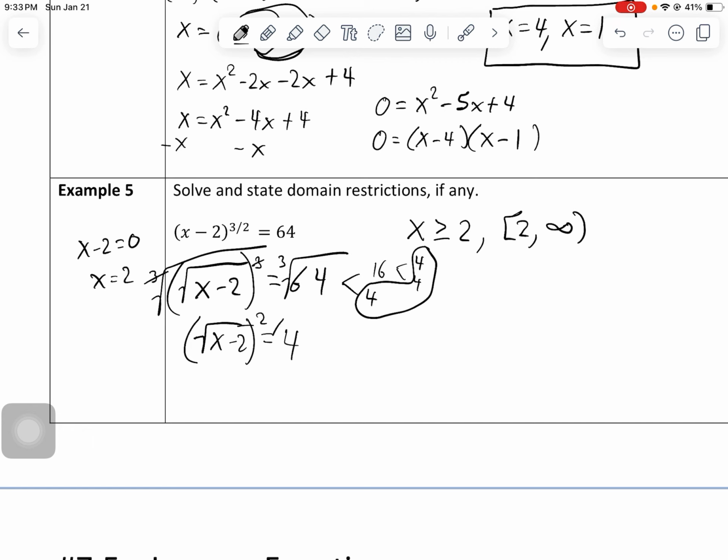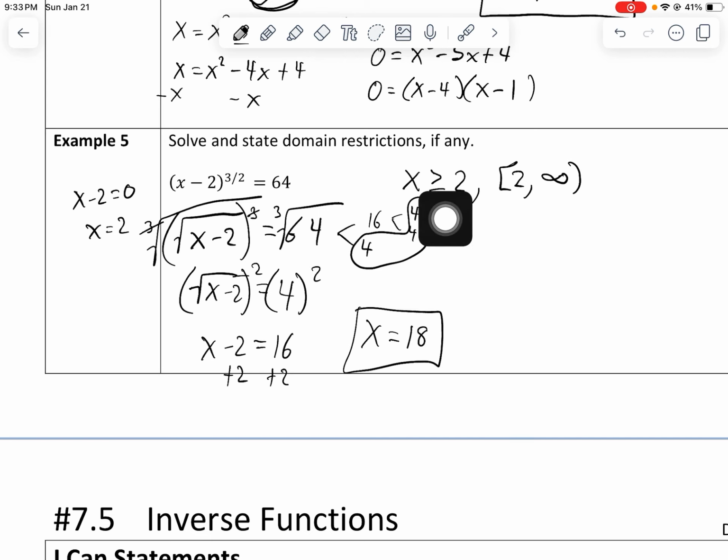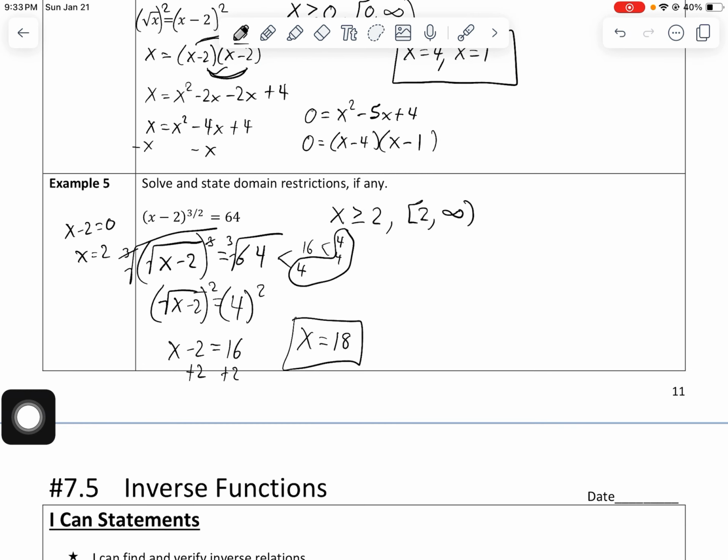Then we would square both sides like we did up above. We would get x minus 2 equals 16, because 4 squared is 16. Then I'm going to add 2 to both sides. We get x equals 18 as our answer. And that is a viable answer because it is greater than or equal to 2.